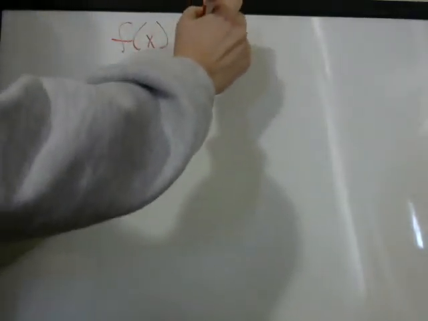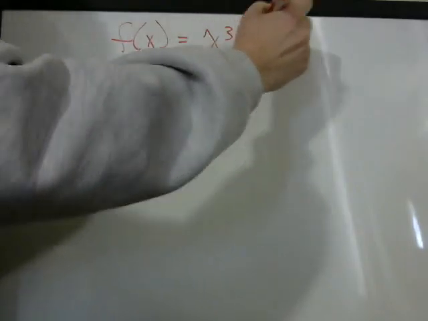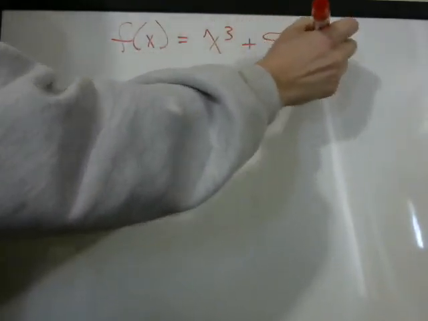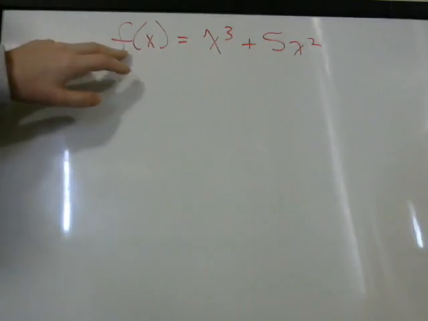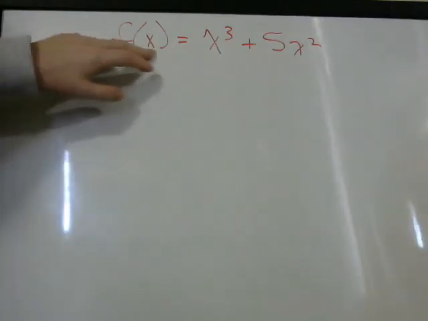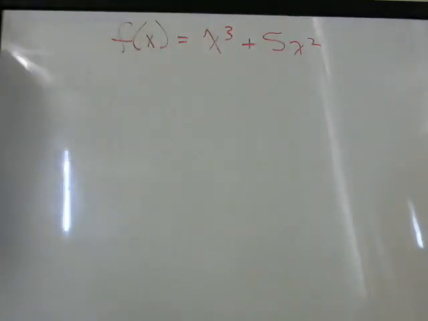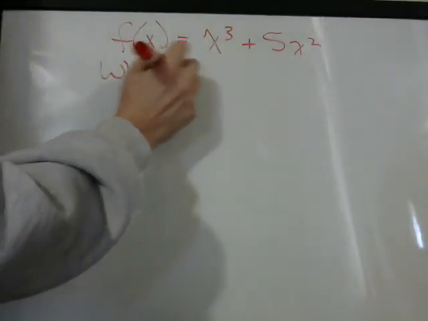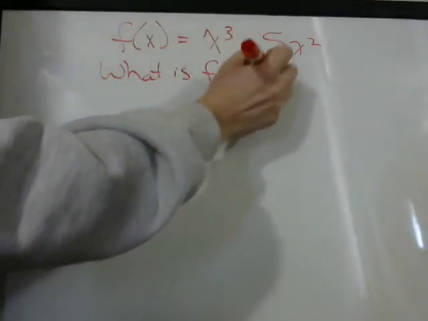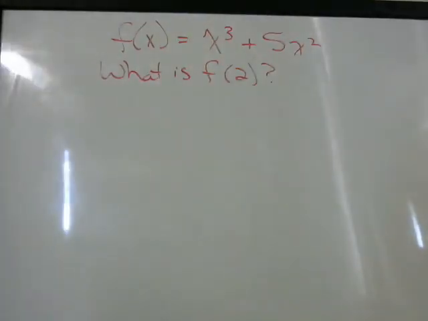We're going to talk about evaluating functions, and functions are normally going to be written as a polynomial. So for example, they'll write something like f of x equals x cubed plus 5x squared. The way you read this is it's called f of x. That signifies a function. f of x equals x cubed plus 5x squared. And what they might ask you is, what is f of 2? That's how you would read that.